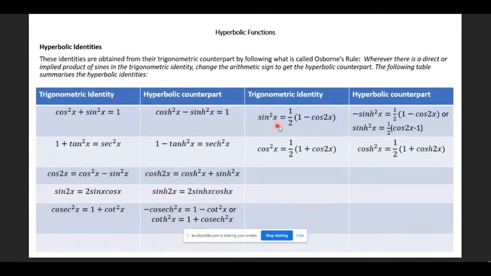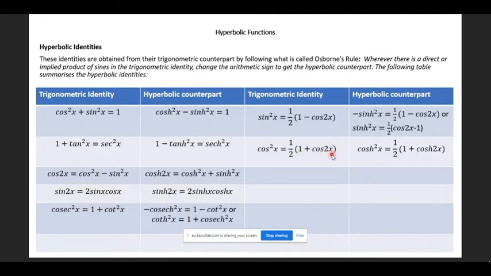Another example, we know that sine squared of x is equal to 1 over 2 into 1 minus cos 2x. So to get the hyperbolic counterpart, because sine squared involves the product of two sines, there is going to be a change in sign immediately there, but the other things are going to remain the same. And then if you want to make sine squared the subject of the formula, then this will interchange.